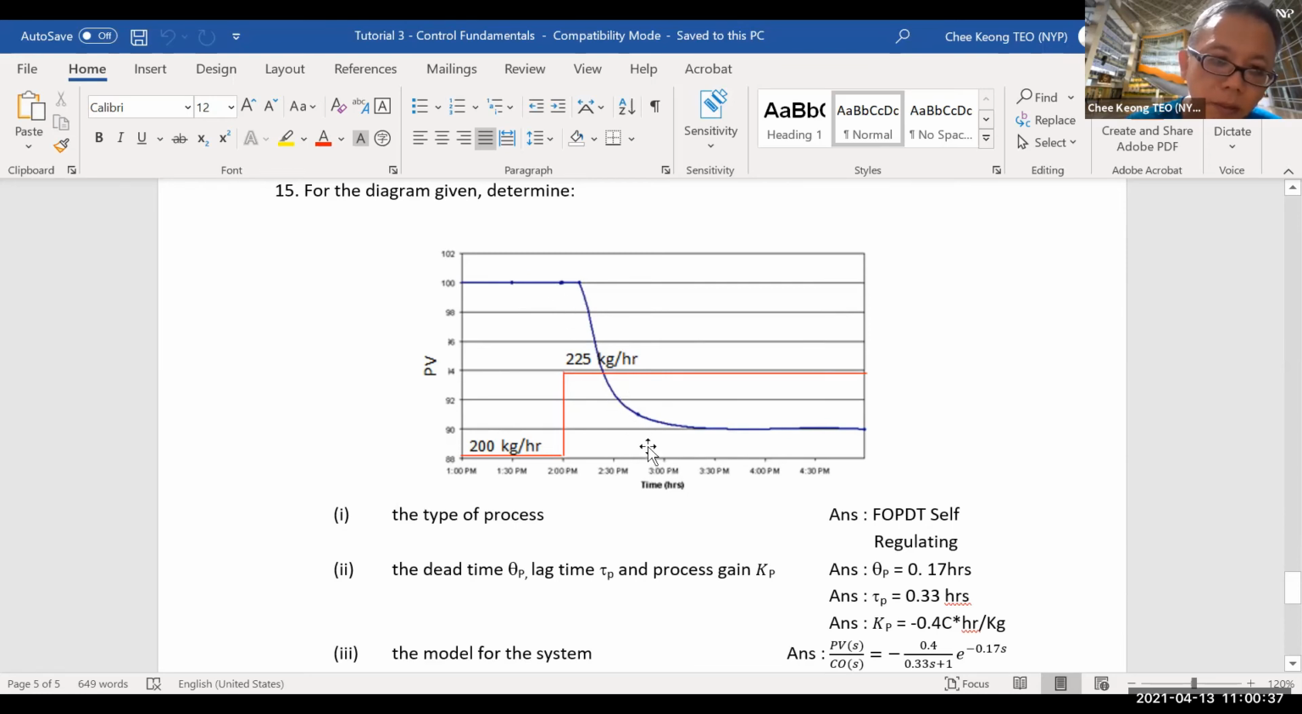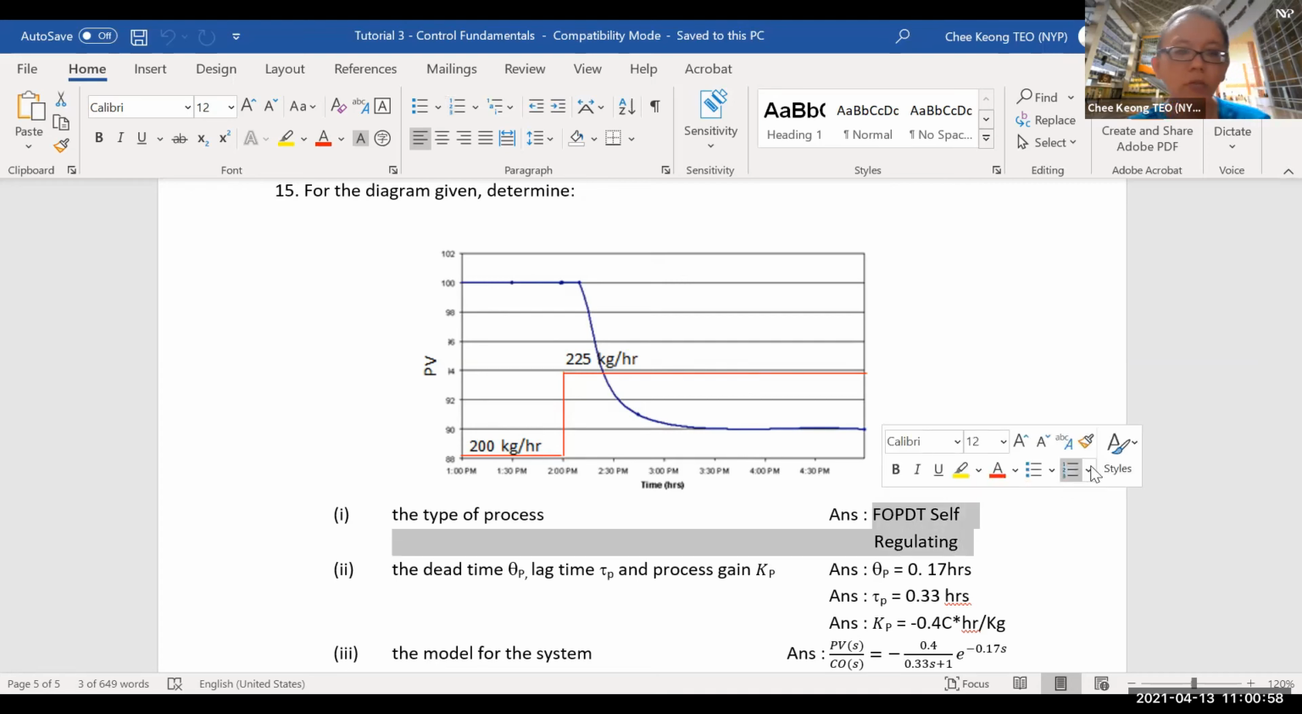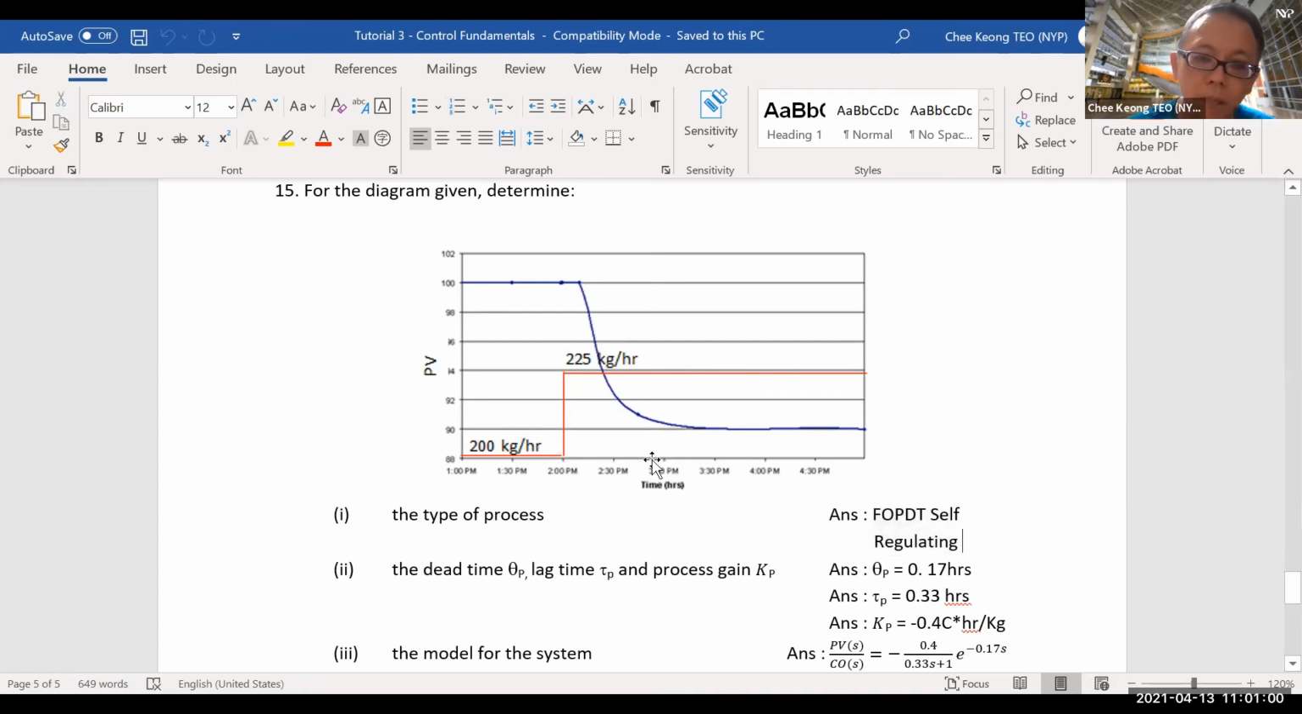But it's inverted. So this is basically FOPDT, first order plus dead time, because there's a plus dead time. This is a first order, but it's an inverted first order. Now it's self-regulating because it doesn't keep going down. It stopped there. So therefore it's a first order plus dead time self-regulating process. Simple as that.